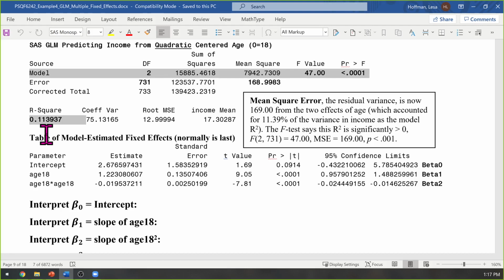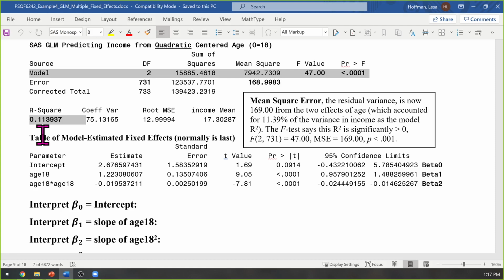So here's a question for you. This F right here, we just agreed, is testing this R square against 0. So F of 47 is telling me whether 11% is greater than 0. Do you remember what the R square was in the previous model that only had linear age? No, that's okay if you don't remember. I just looked at it again, because I knew I was going to ask this question. The previous R square for linear age only was 4%. Now, by adding quadratic age, I'm up to 11%. So a change of roughly 7%.